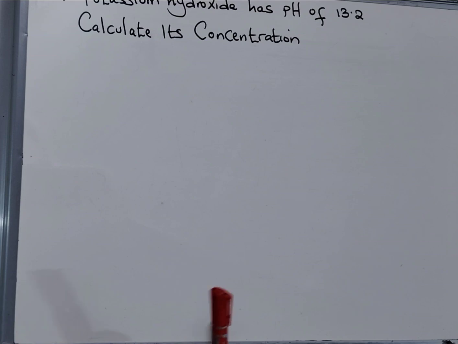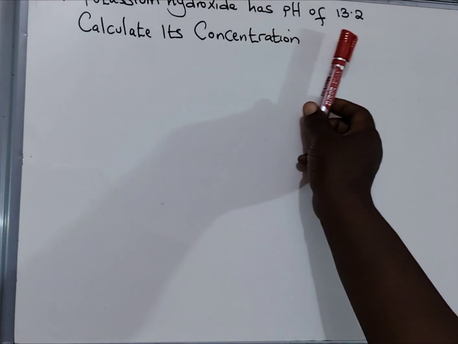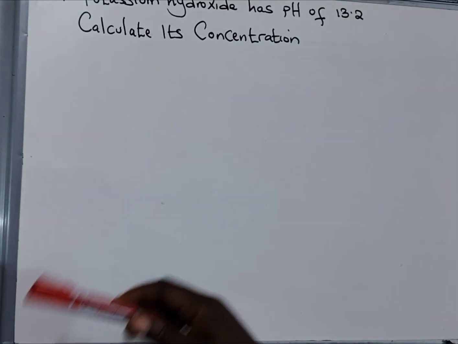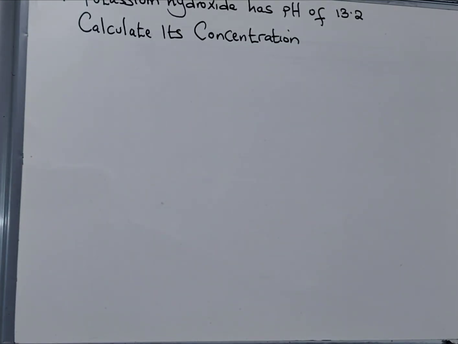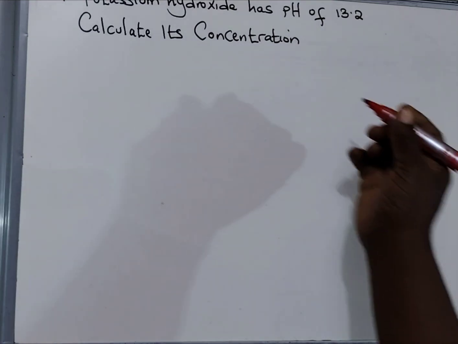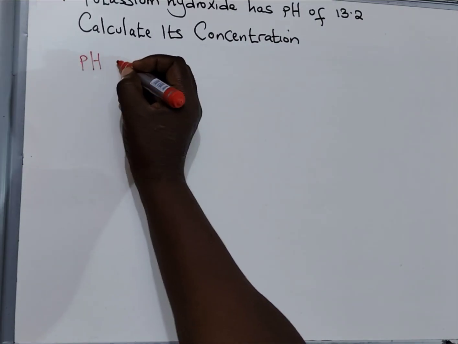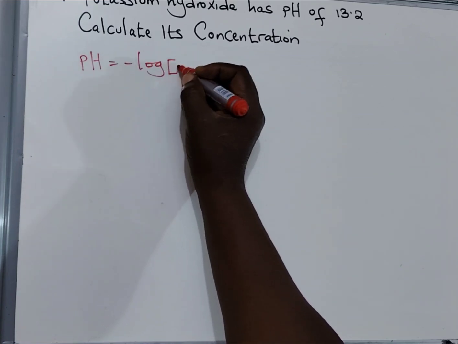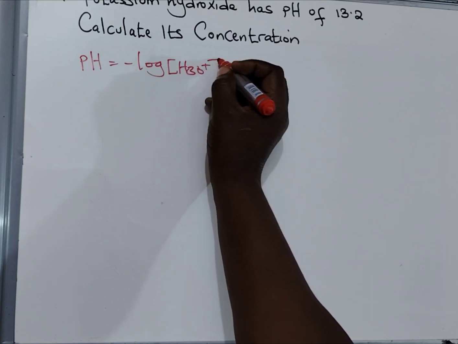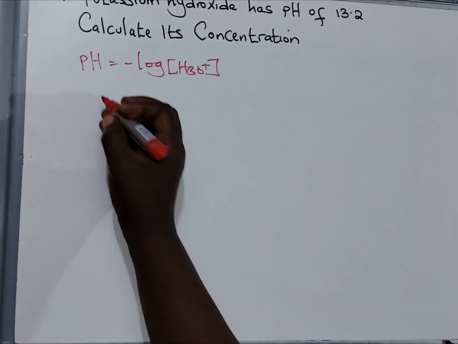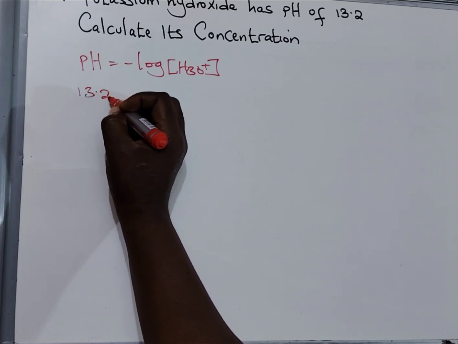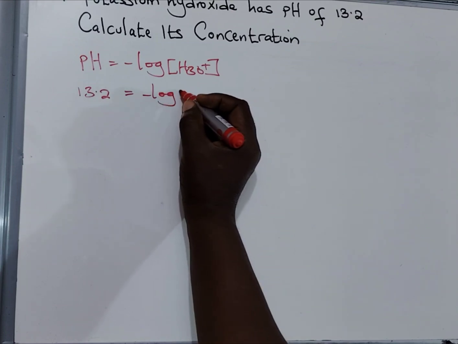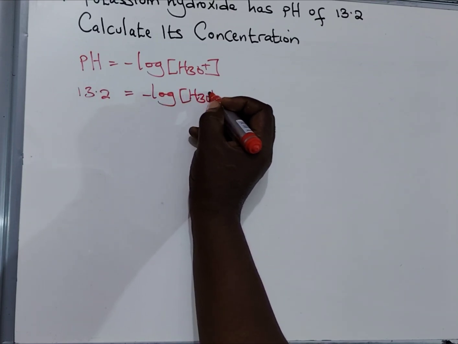Then comes this question. It says that potassium hydroxide has a pH of 13.2. Calculate its concentration. How do you go about this? You have to remember that the pH expression is pH is equal to negative log hydronium ion concentration. And pH is known, it is 13.2, which means that 13.2 is equal to negative log hydronium ion concentration.